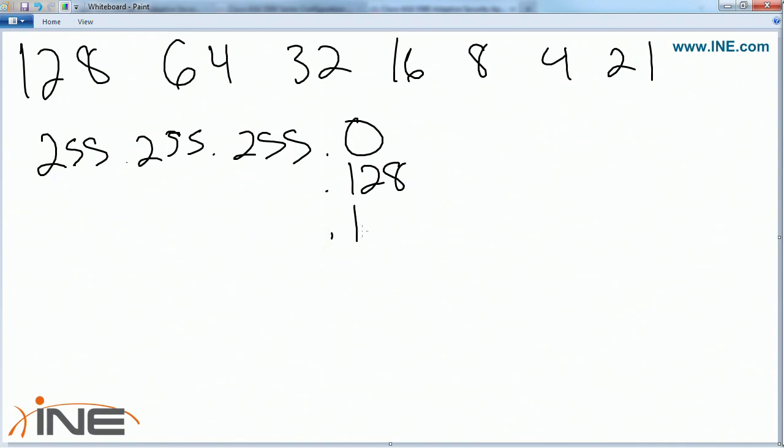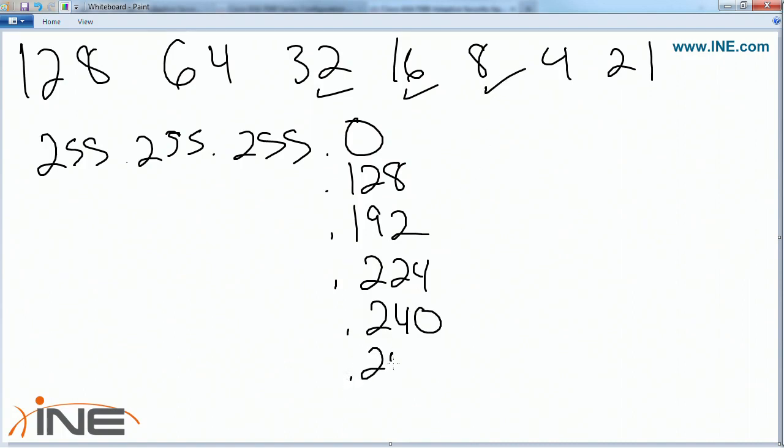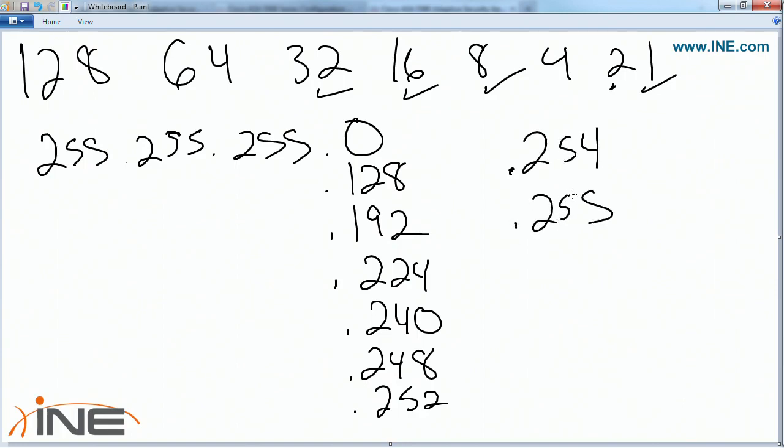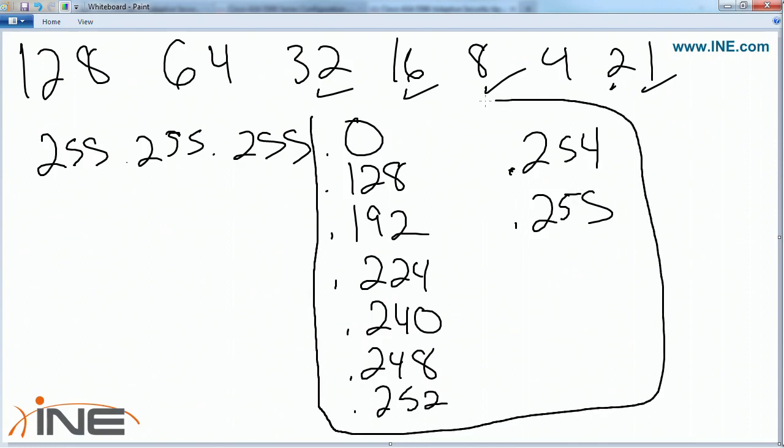128 plus 64 is 192. Plus another 32 is 224. Plus another 16 is 240. Plus another 8 is 248. Plus 4, 252. Then plus 2 and 1, these would be dot 254, and then dot 255. So the subnet mask is always going to end in one of these values, because it has to be a sequential number of bits when you're counting from the left to the right.